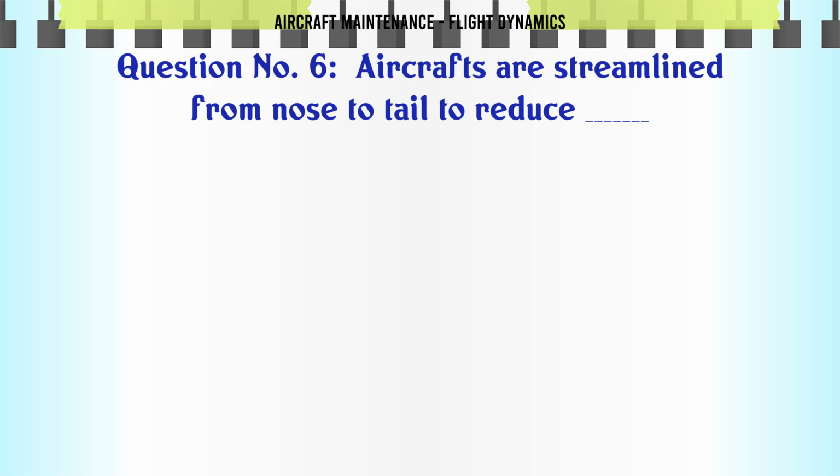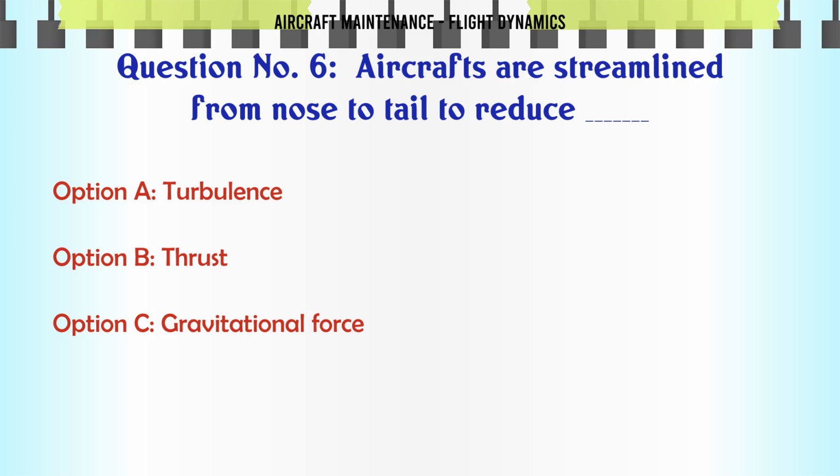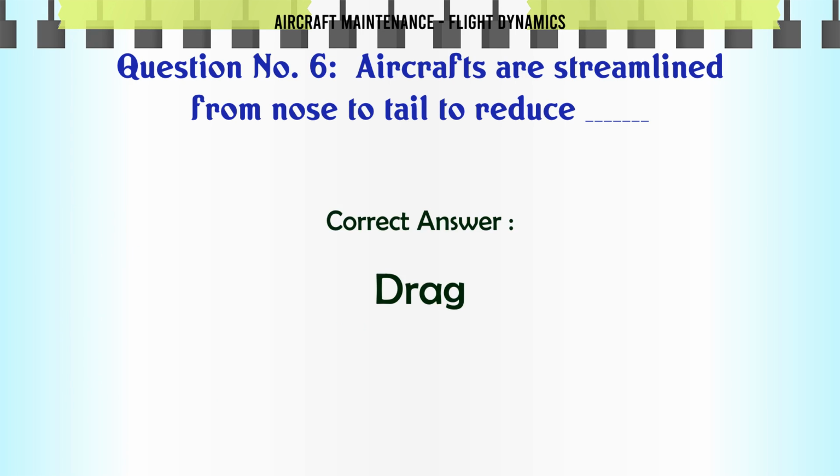Aircrafts are streamlined from nose to tail to reduce A. Turbulence. B. Thrust. C. Gravitational force. D. Drag. The correct answer is drag.